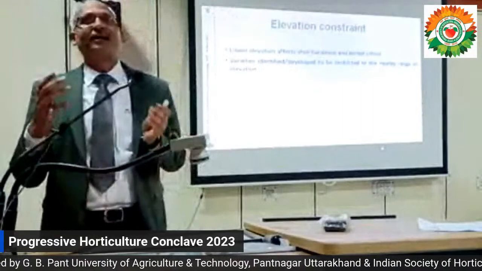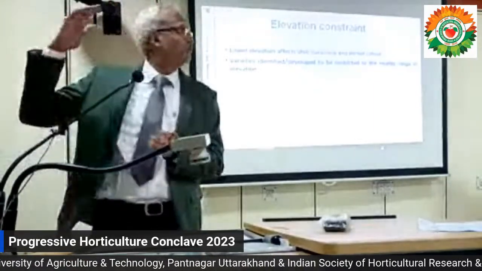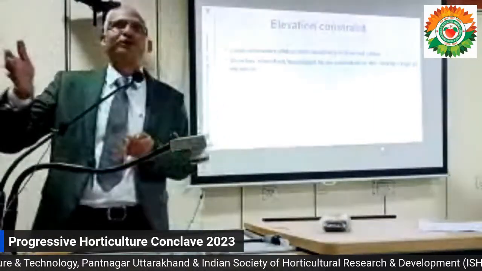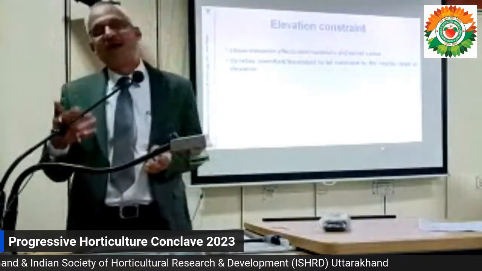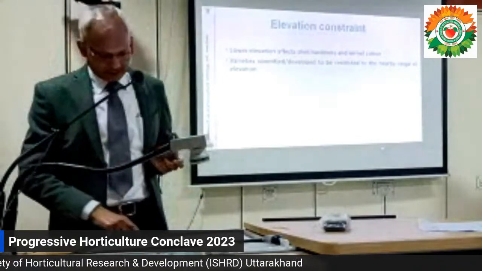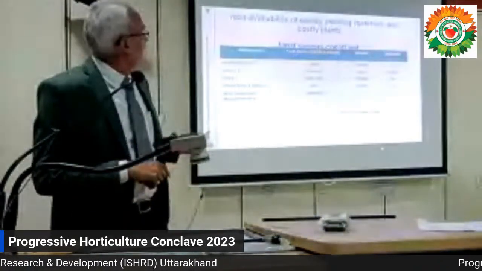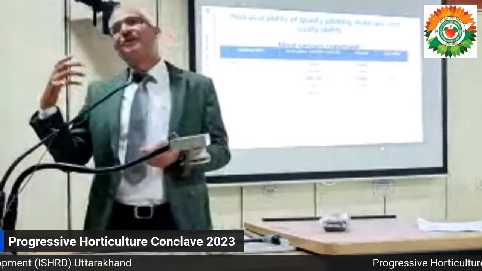Elevation constraint, I already told you that if you are going to develop a variety for 1500 meters above mean sea level, you cannot grow it at 100 meters above mean sea level. Because of high temperature and intense light, the kernel shell will be hard and the kernel color will also be dark. This data I have collected through personal communication.